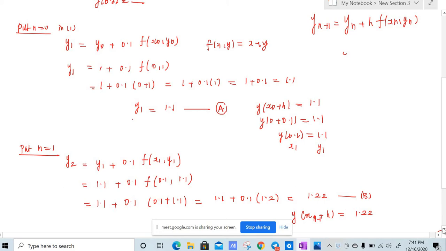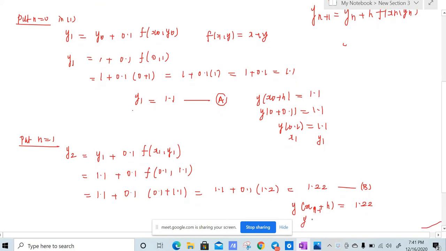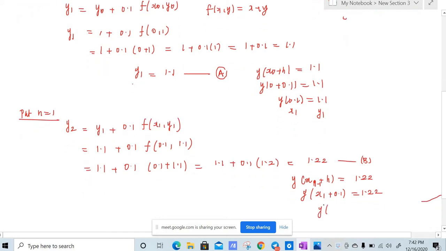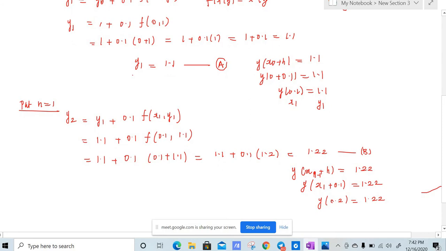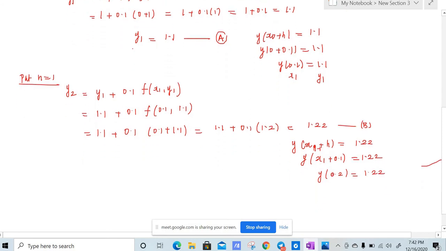Here our n is 2. This implies y of x1 plus 0.1 is equal to 1.22. So this implies our x1 is 0.1. So 0.1 plus 0.1 is 0.2, equal to 1.22, right? So y of 0.2 is equal to 1.22. Now we will substitute n is equal to 2.